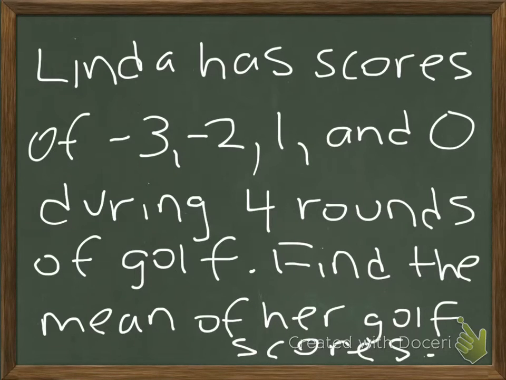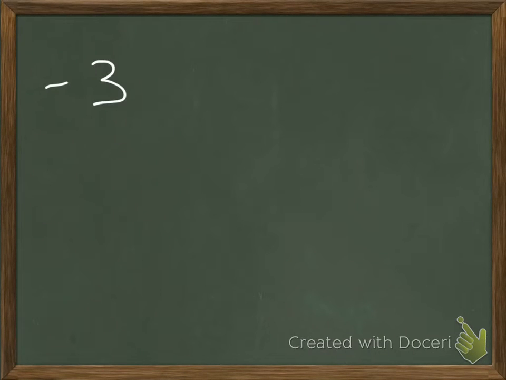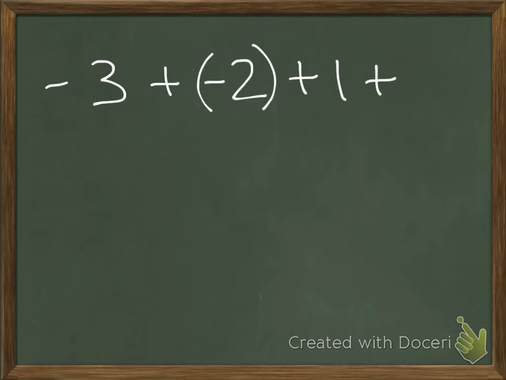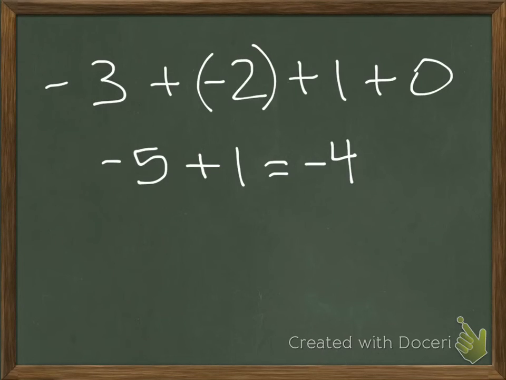So if we have negative 3 plus negative 2 plus 1 plus 0, that's 4 numbers. So we divide by 4, but we need to add first. Negative 3 plus negative 2 is going to give us negative 5. And then negative 5 plus 1, because plus 0 doesn't change anything because of the identity property. So negative 5 plus 1 is going to give me negative 4.